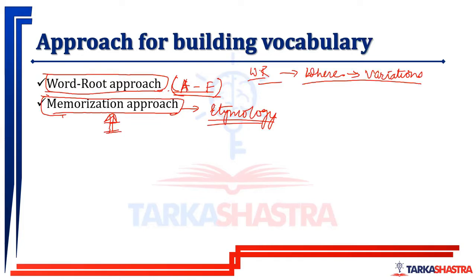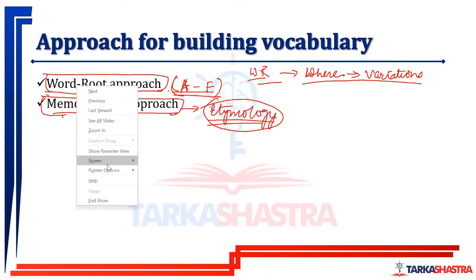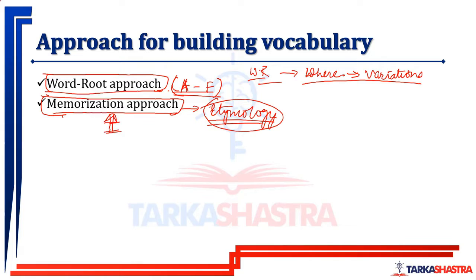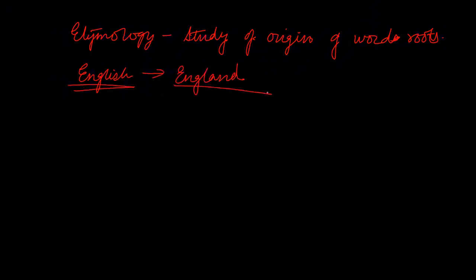So before we begin with the etymological approach, we have to first understand why do we have an etymological approach. Now, when we talk about etymology, it means the study of origin of word roots. So this means that we are going to take a look at where the words in English come from. Now, as we know, English is a language that has come from England, and England is in Europe.